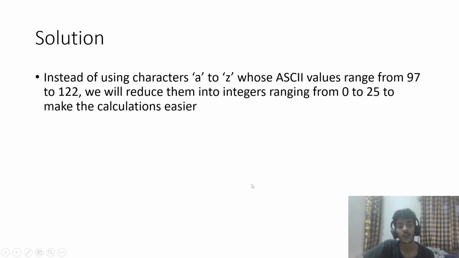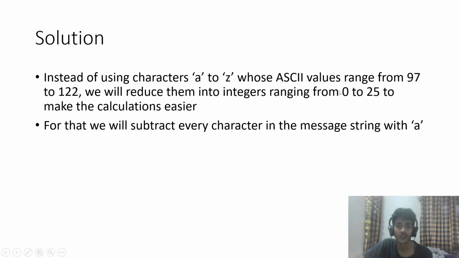Now to make the solution, instead of directly using the characters a to z whose ASCII values are between 97 and 122, we will reduce them to small integers ranging from 0 to 25. A is represented by 0, Z is represented by 25. So calculations will be easier. So we will subtract the character a from each character in the string, so that it will become the appropriate number, like 0 to 25.